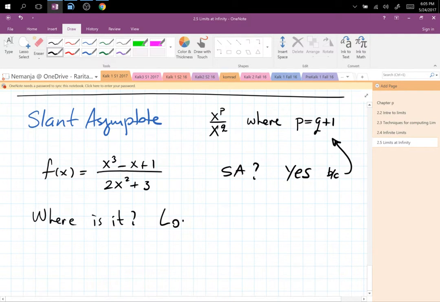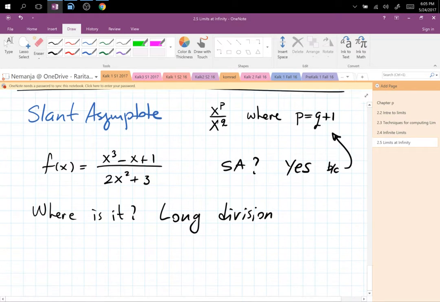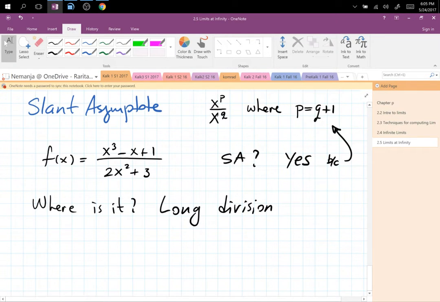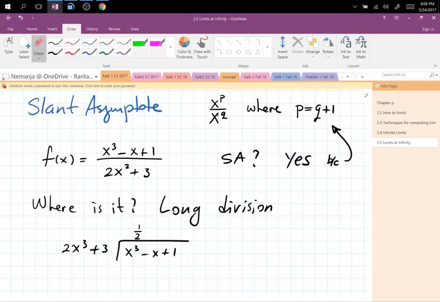The answer to that is long division. If you remember long division of polynomials, you will be able to find where this value is. So 2x squared plus 3 divided into x cubed minus x plus 1. It goes 1/2 times. Sorry, this is supposed to be a square over here.